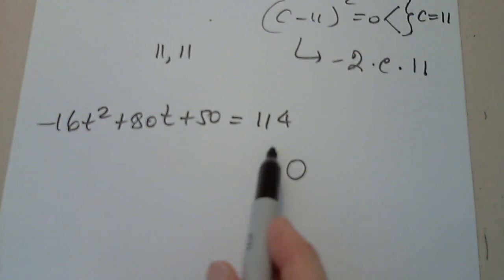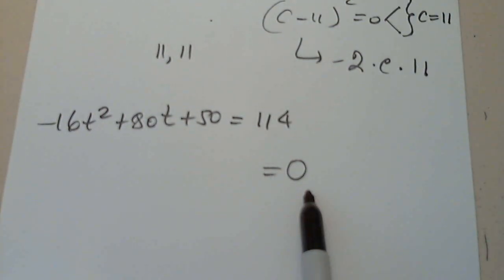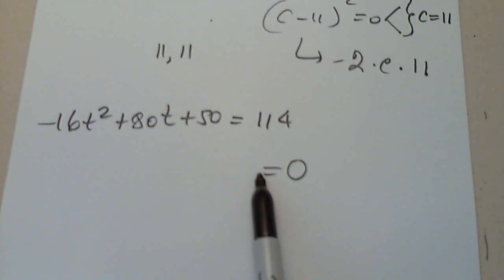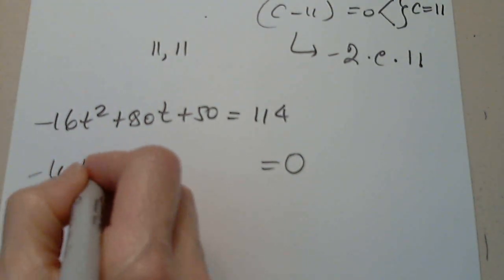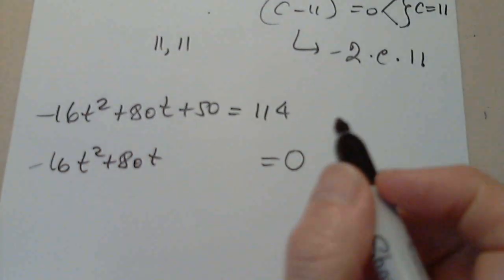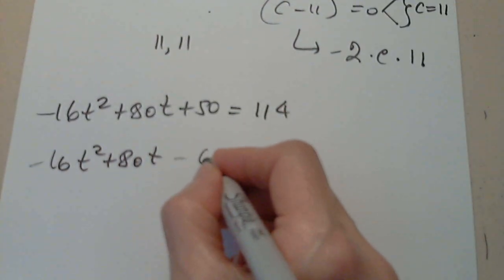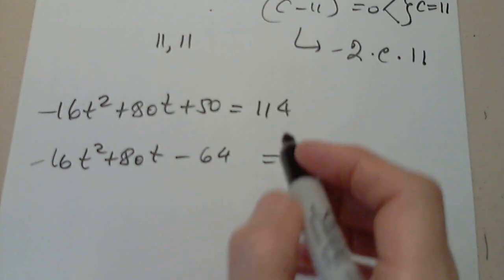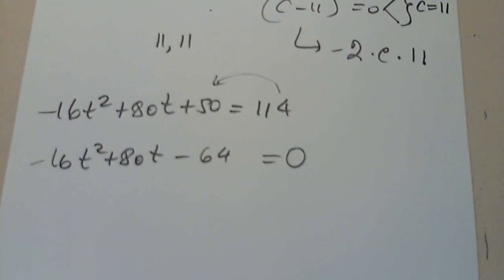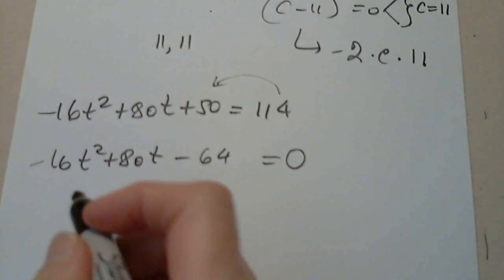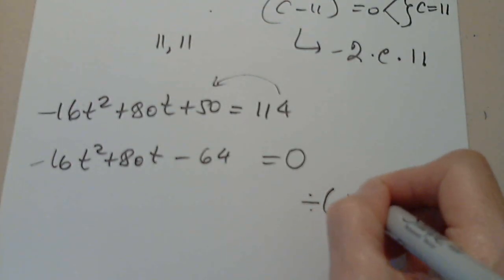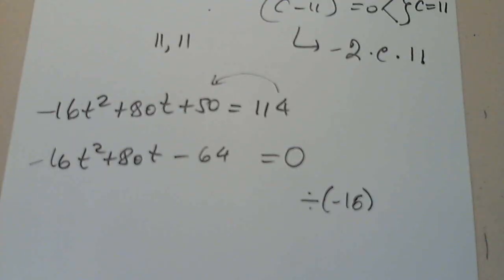Okay, so of course I have to move everything to one side and then factor it somehow to solve. So negative 16t squared plus 80t minus 64. Because I have to bring 114, I have to change its sign. Negative 114 minus 50 is 64. Of course, that's what we did in class. Again, if you look at the notes, if you redo the problems, you will never have difficulties in my class.